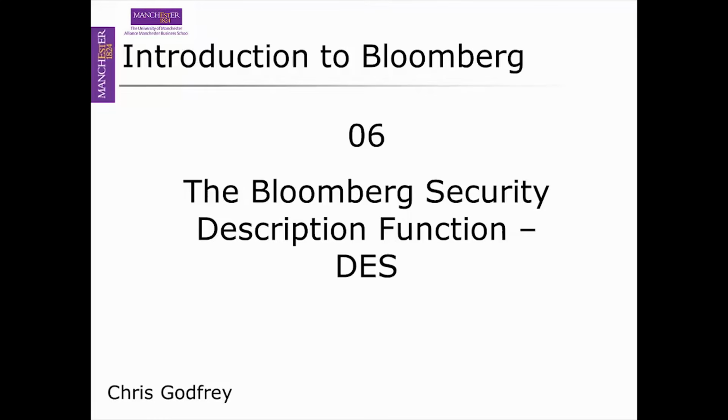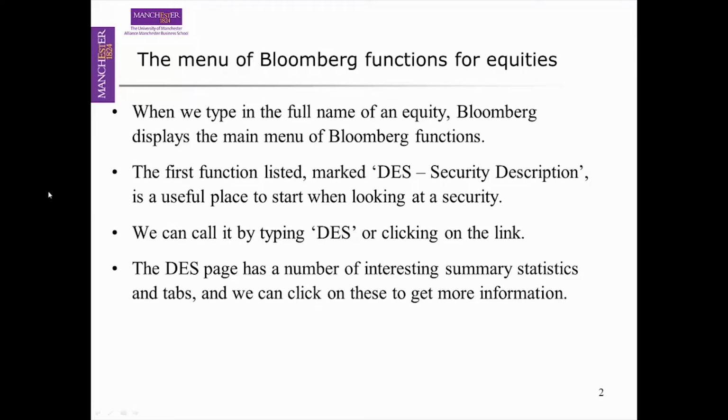Bloomberg Tutorials Part 6. The Bloomberg Security Description Function, DES. When we type in the name of an equity, Bloomberg displays the main menu of Bloomberg functions. The first function listed, marked DES, Security Description, is a useful place to start when looking at a security. We can call it by typing DES or clicking on the link. The DES page has a number of interesting summary statistics and tabs, and we can click on these to get more information.